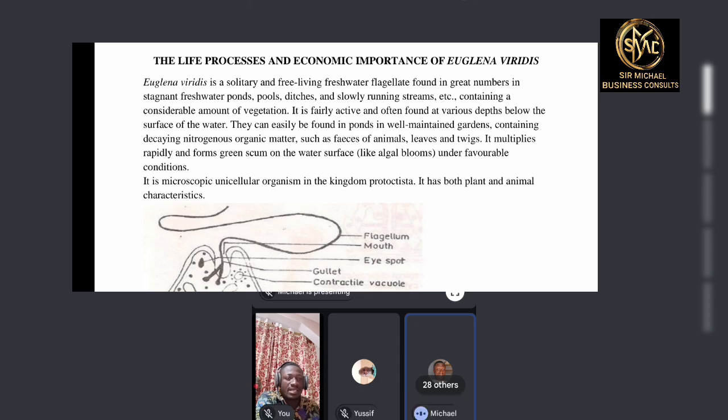So today we'll be talking about the life processes and economic importance of Euglena viridis. If you can still see my screen, let me know, then we continue from there.